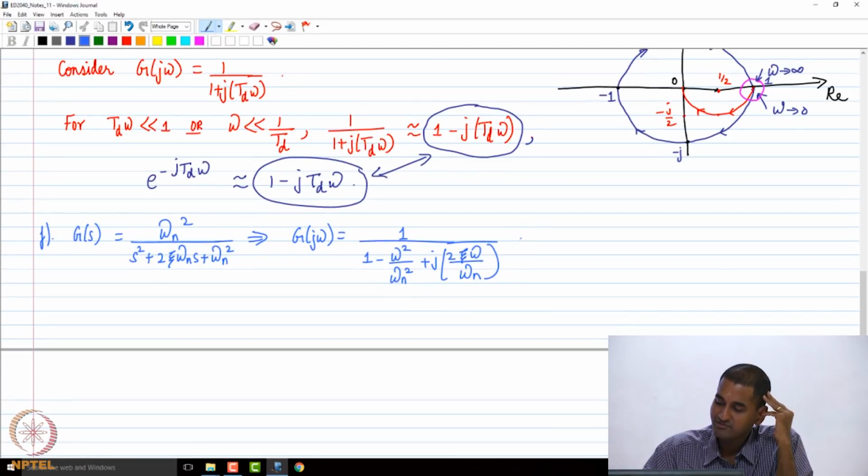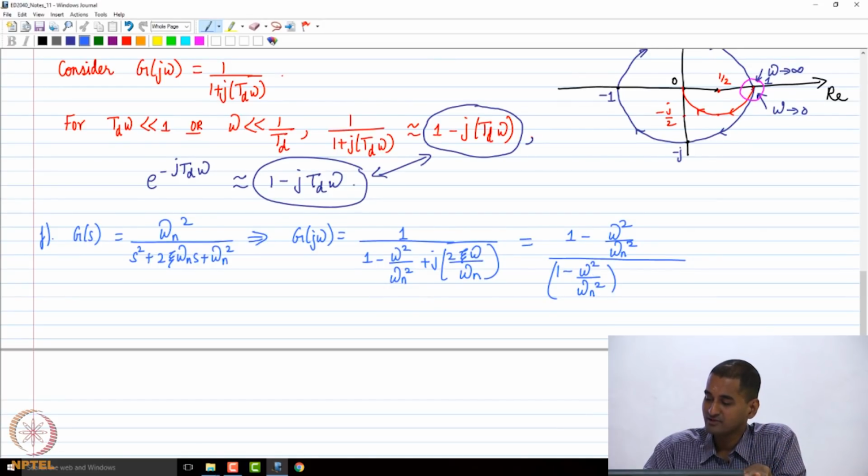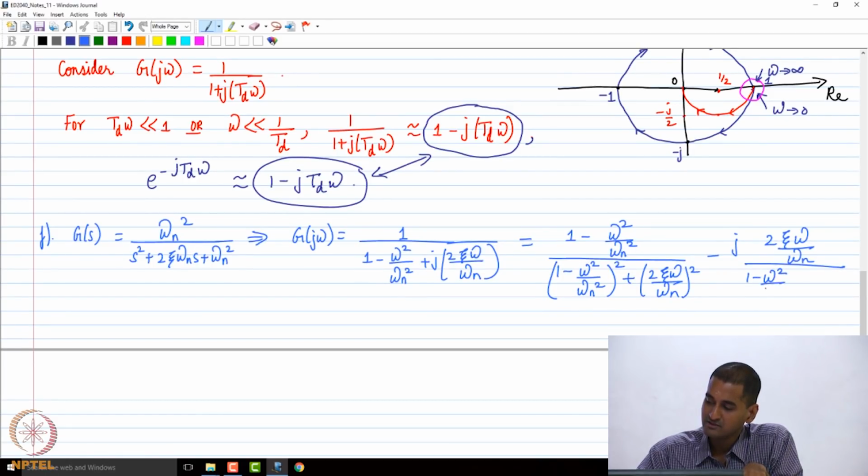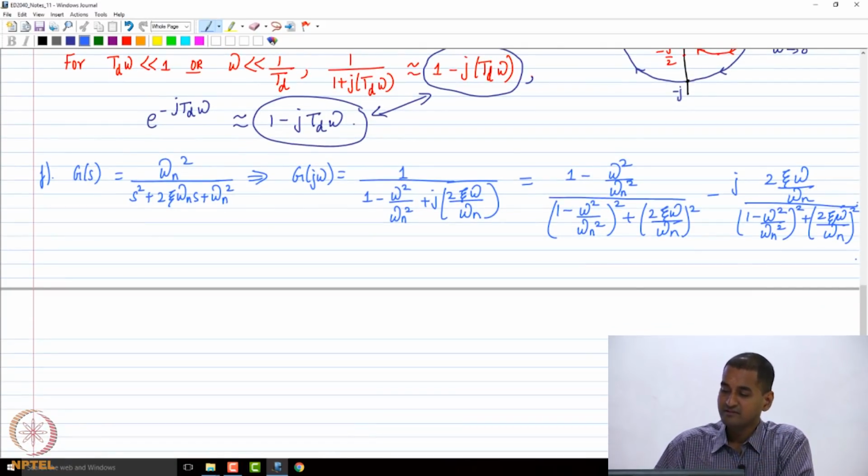So what are we going to get for the real part and the imaginary part? The real part is going to be 1 minus omega squared divided by omega n squared, the whole thing divided by 1 minus omega squared by omega n squared, whole square, plus 2 zeta omega by omega n, whole square. I am just multiplying by the conjugate of the denominator. Then the imaginary part is minus j times 2 zeta omega by omega n divided by the same factor.